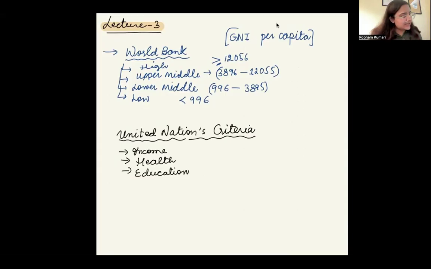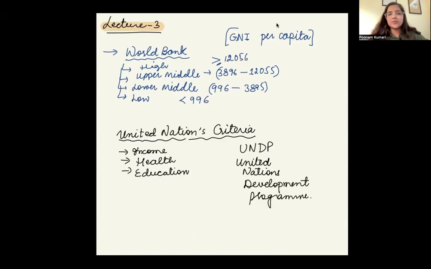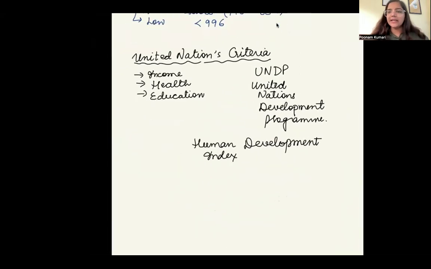So United Nations Development Program, UNDP. Under this, what happens? They create an index. So they have an index which is called the Human Development Index. So this is basically an index. Now, there is a method of calculating this index in itself.